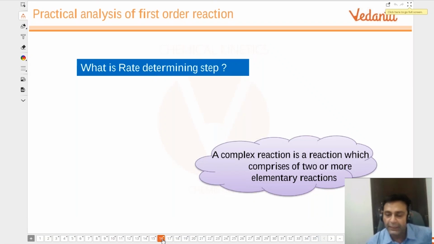So what is the rate determining step? I told you yesterday also. I think in the previous classes also I had discussed what is meant by the term rate determining step. You tell me, then we proceed ahead. Yeah, the reaction which is the slowest among all the steps, that basically determines the speed of the reaction. That is called the rate determining step.